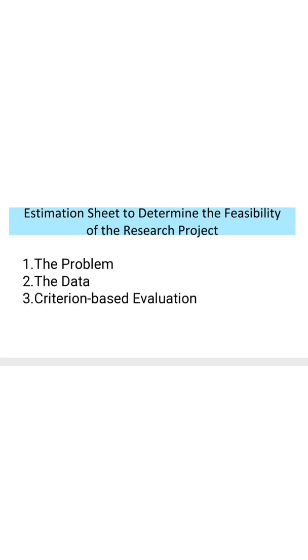Estimation sheet to determine the feasibility of the research project. First, the problem. With what areas will the problem deal? Are the data that relate directly to the problem available for each of the categories you have just checked? What academic discipline is primarily concerned with the problem? Then, the data. How available are the data to you? How often are you personally in contact with the source of data? Then, criterion-based evaluation. Does your research project meet the 4 criteria applicable to all research?